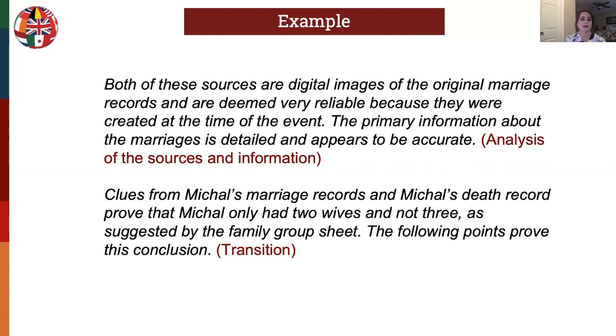Clues from Michael's marriage record and Michael's death record prove that Michael only had 2 wives and not 3, as suggested by the family group sheet. The following points prove this conclusion. So this is a transition that helps us flow into the next portion of the proof and gives the reader some direction.